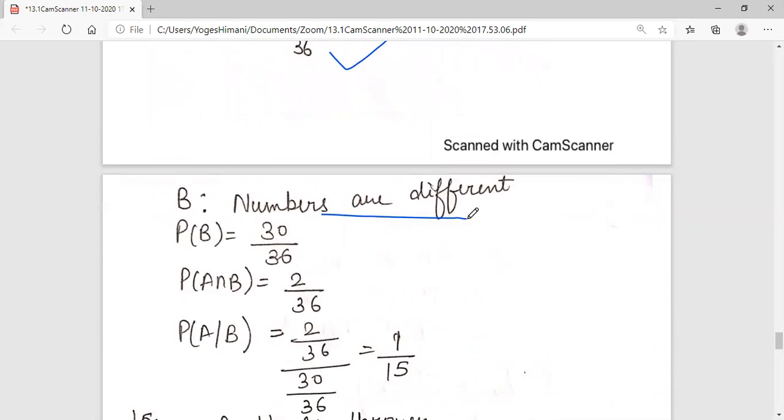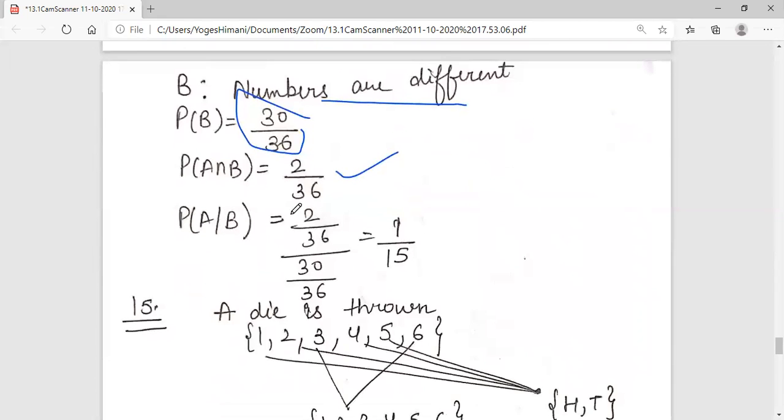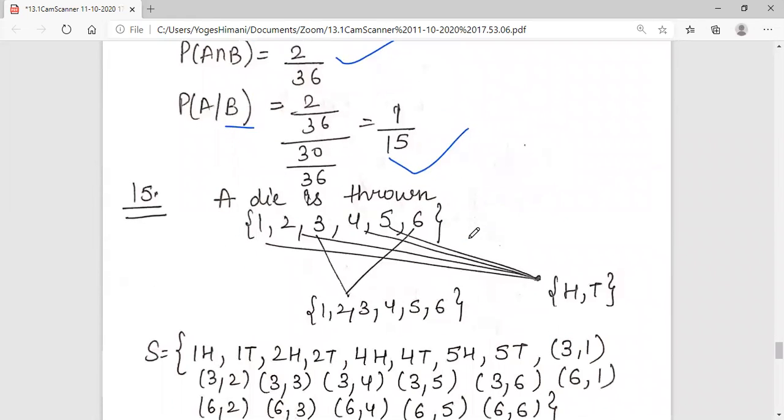What is B? Numbers are different. How many different-number outcomes are there when you're throwing two dice? Students, 1-1, 2-2, 3-3, 4-4, 5-5, 6-6: 6 outcomes are the same. We need different numbers. Then how many are there? 30, so 30 by 36. How many are common? 2, so 2 by 36. Then we have to find A by B because B is given and A we have to find. Probability of A intersection B upon probability of B, that is 1 by 15.